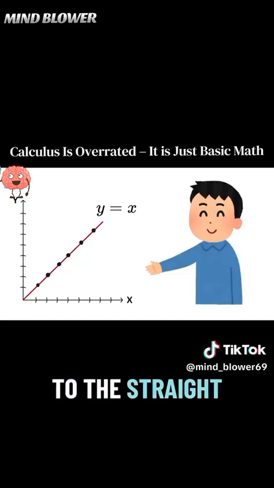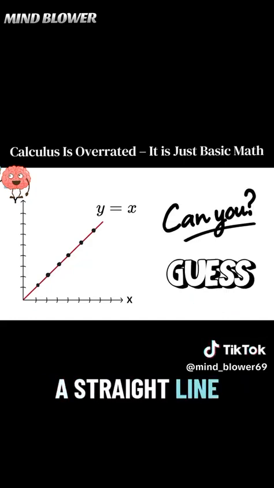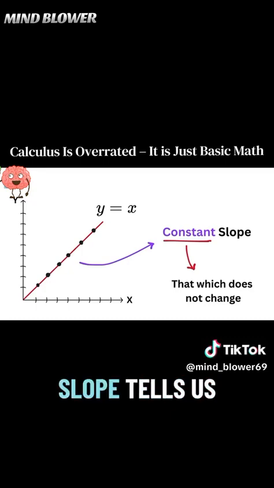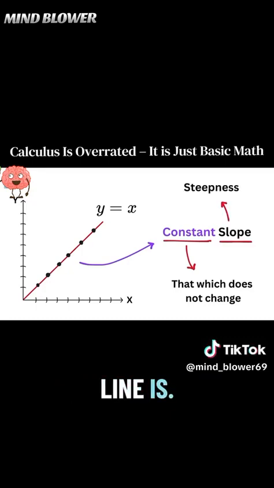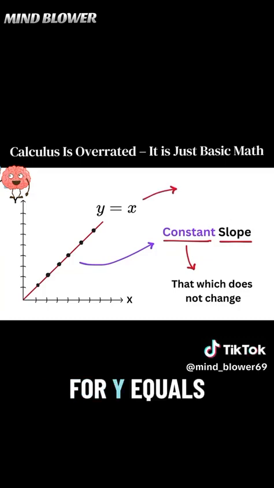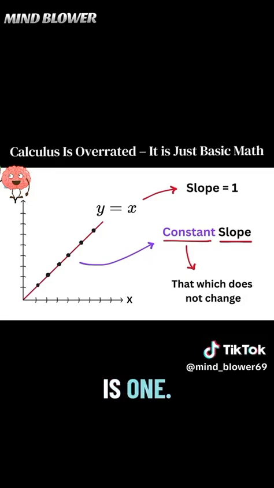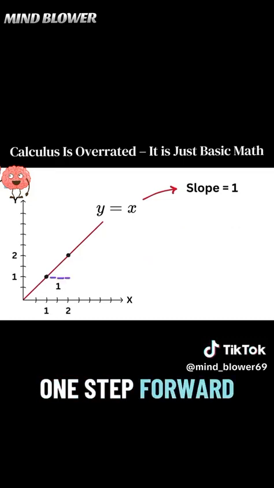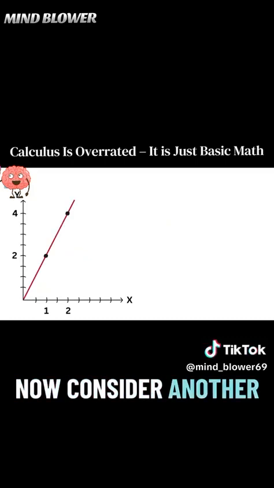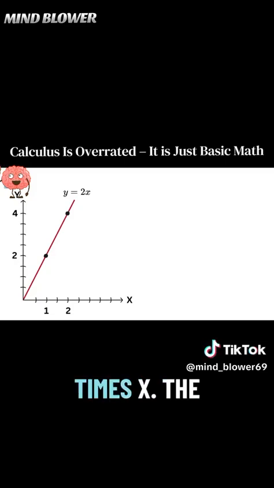Let's go back to the straight line for a moment. A straight line has a very special property. It has a constant slope. The slope tells us how steep the line is. That is how much y changes when x changes. For y equals x, the slope is 1, meaning for every 1 step forward in x, y goes up by 1, right? Now consider another line, y equals 2 times x.